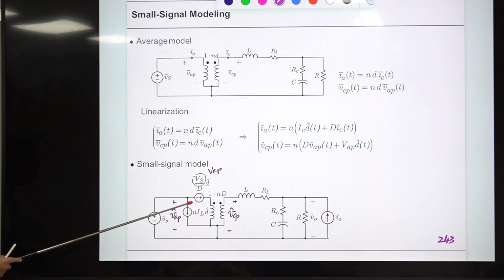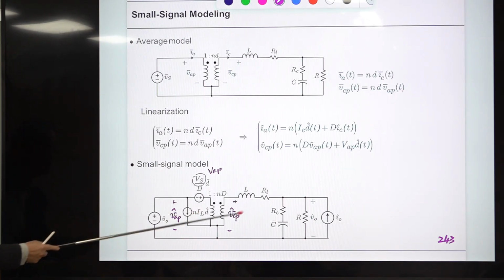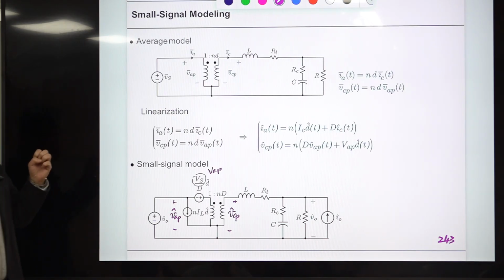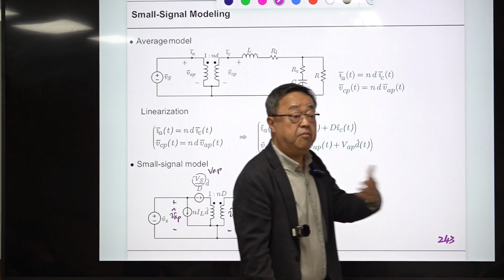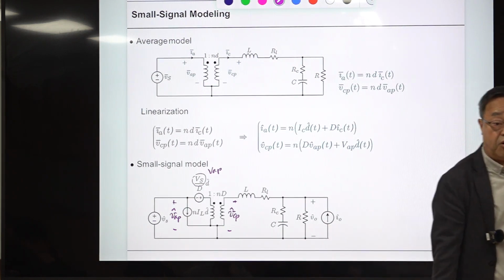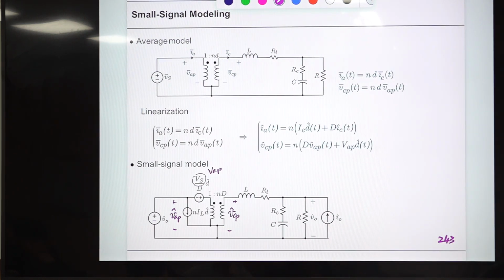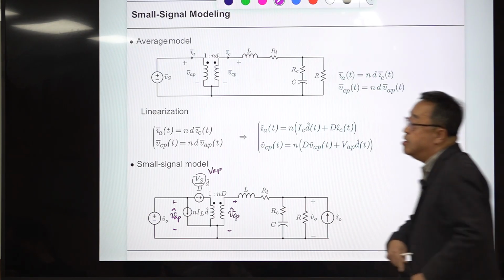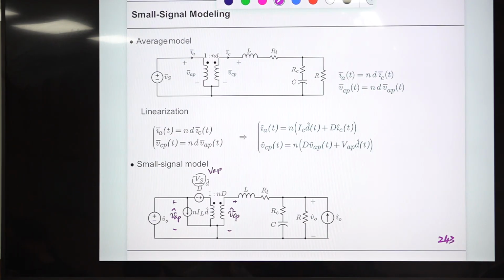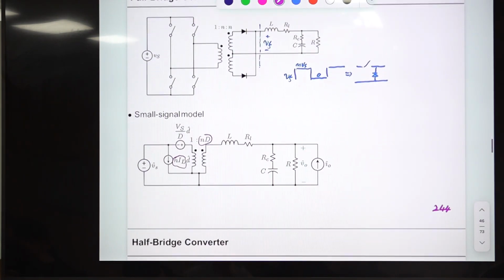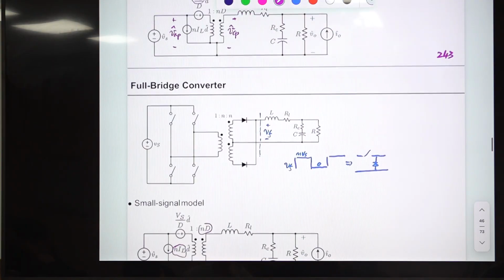ND is here, and it was IL, and you have N here because of this. All right, everything remains the same. Okay, this is valid for any type of converter. There are many variations of this converter: two-switch converter, RCD reset converter, active clamp converter. So many converters. This is true, and this step can be applied to other converters.